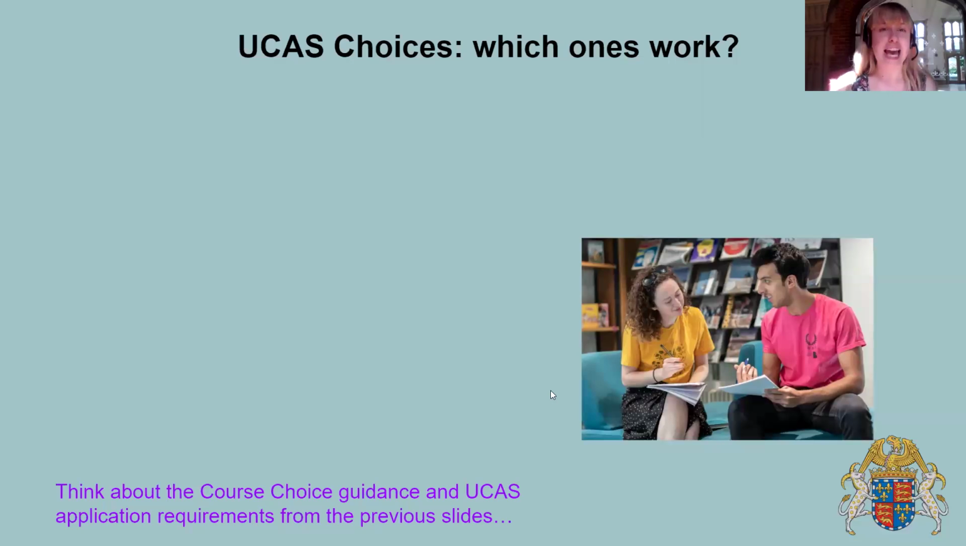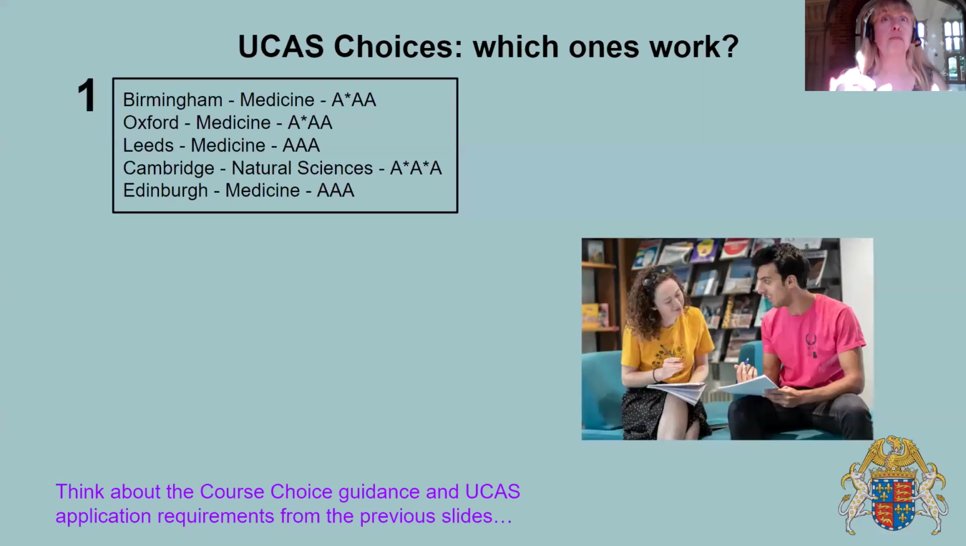Okay, I've got a little quiz game, I suppose. So thinking about what we've covered so far, the guidance about course choice, the application requirements of what you can do in terms of your UCAS choices, I want you to have a go at answering, just in the chat box, which ones work. So I've got 3 different sets of possible UCAS course choices, but I've left a few red herrings or glaring errors in some of them. So I want you to look at each of them and tell me in the chat box which ones work and why or why not.